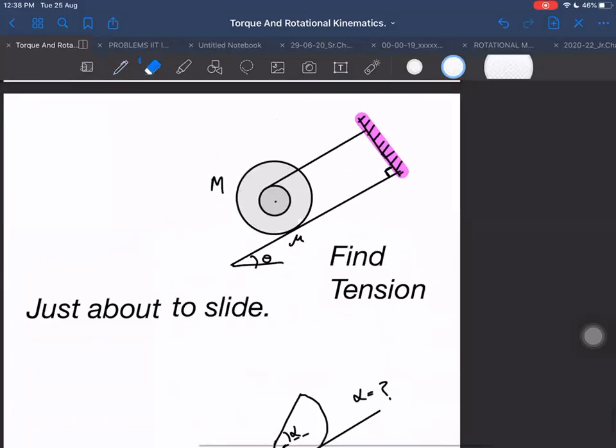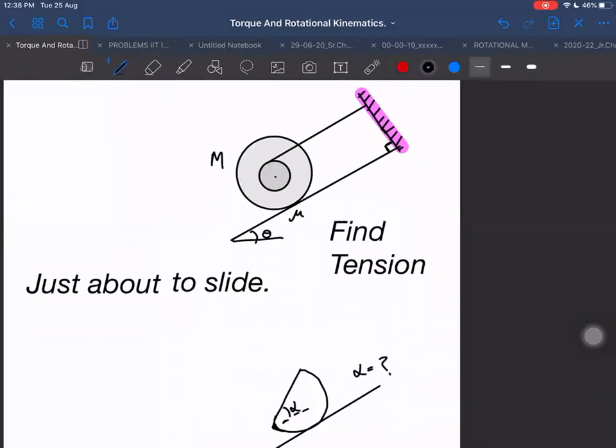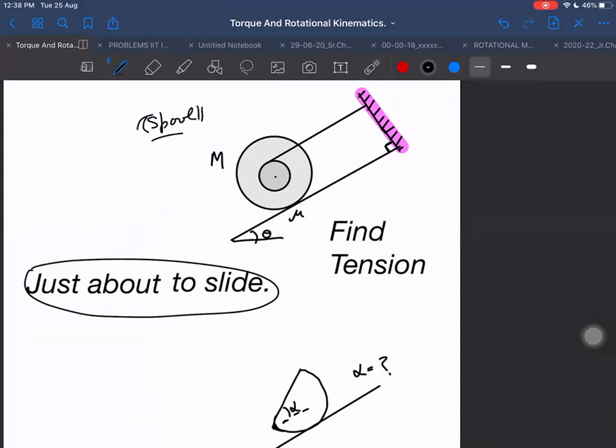Okay. Now this body here is in equilibrium because it is said it is just about to slide, but not sliding. If not sliding, then it is in equilibrium, rotational equilibrium. It is a spool. This thing we call a spool. And there is a tension T acting here, and some friction will be acting, I don't know in which direction, and there will be one mg acting downwards.